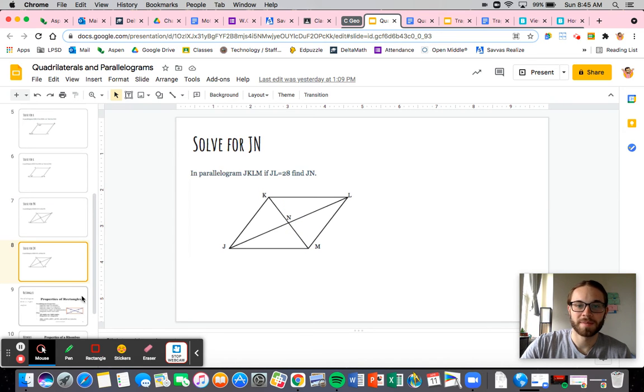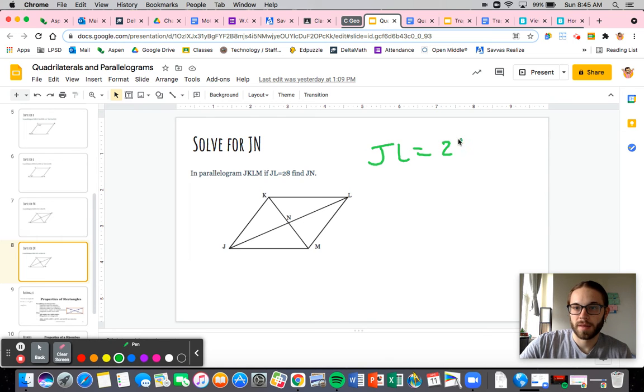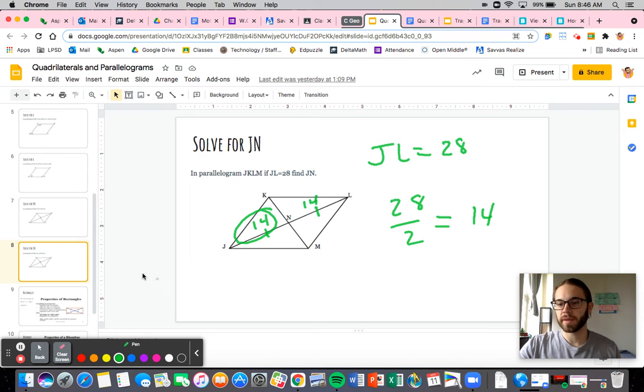All right, last one. So it's telling us JL, the whole thing, is 28. And we know that this is a diagonal, so this will be congruent to this. So I have to break this into two congruent parts. I'm going to do 28 divided by 2, and that is going to be 14. So that means each of these, JN, which is what we're looking for, and NL are 14. Okay, so our answer is 14. So simple enough, nothing crazy.